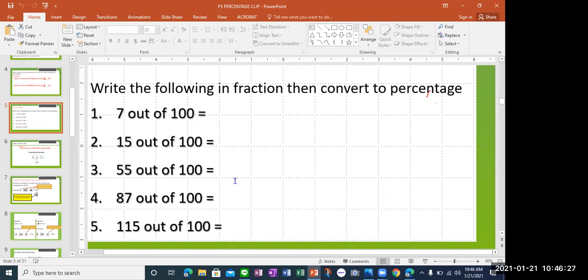Number 2 is 15%. And number 3? 55. Yes, very good. Exactly. Number 4 is 87%. Yes, 87. You see, like I said, you're just going to move the decimal places. Now, what about 115%? In decimal number, that is 1.15. Okay, very good.